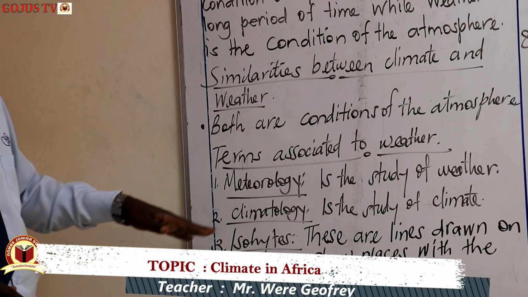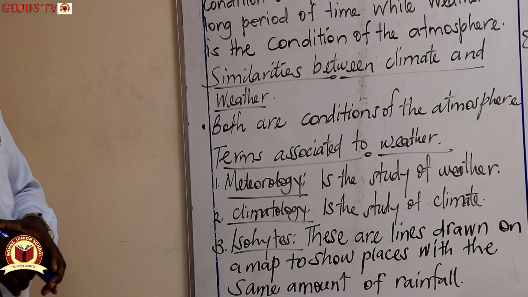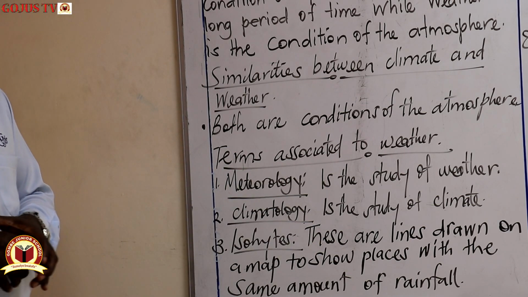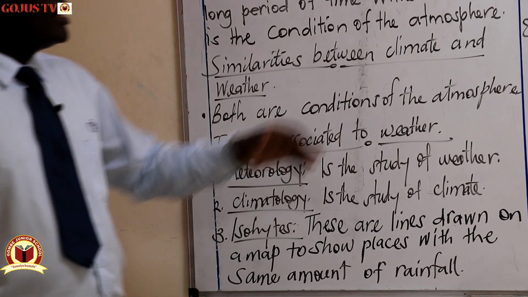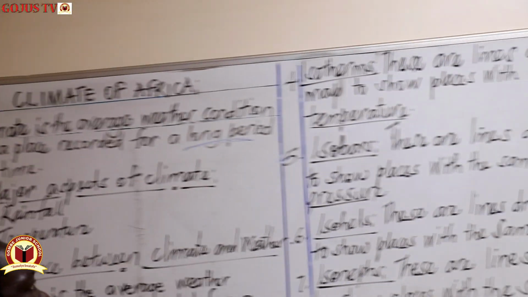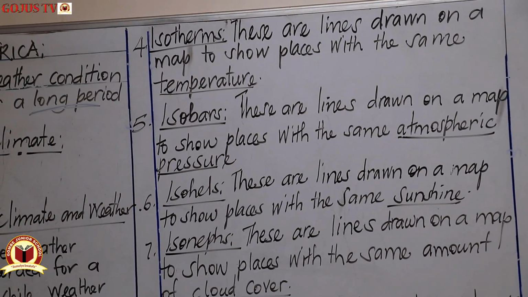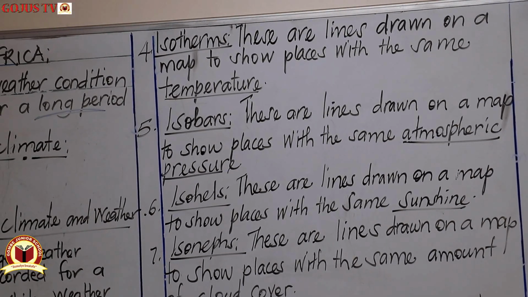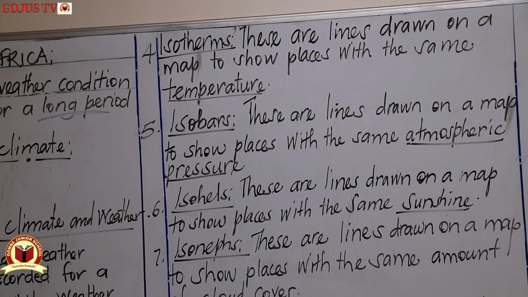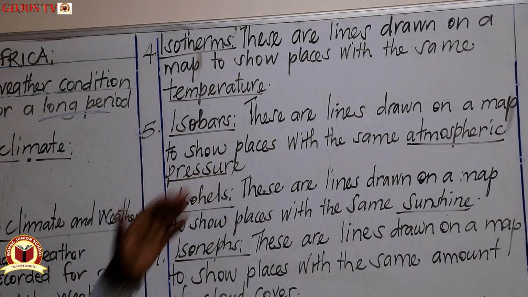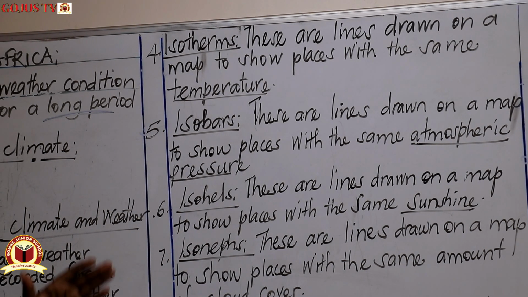We have also isohyets. Isohyets are lines drawn on a map to show places with the same amount of rainfall. Take note of isohyets. Another term is isotherms. Isotherms are lines drawn on a map to show places with the same temperature. We have another term, isobars. Isobars are lines drawn on a map to show places with the same atmospheric pressure.